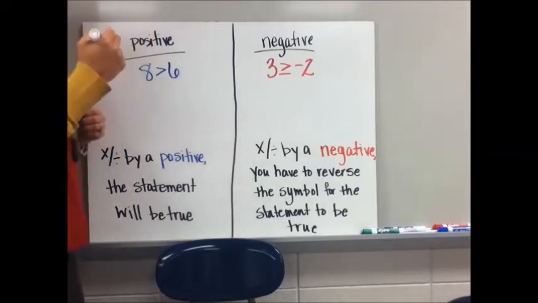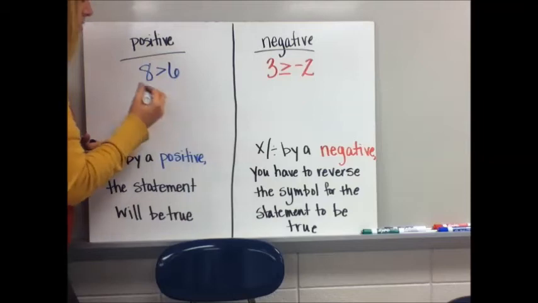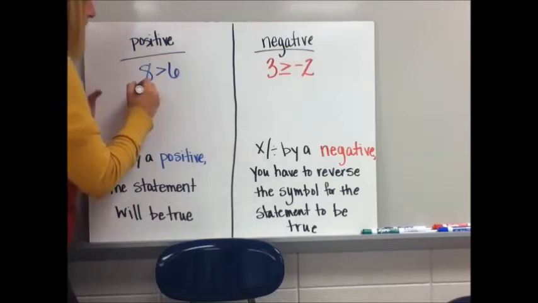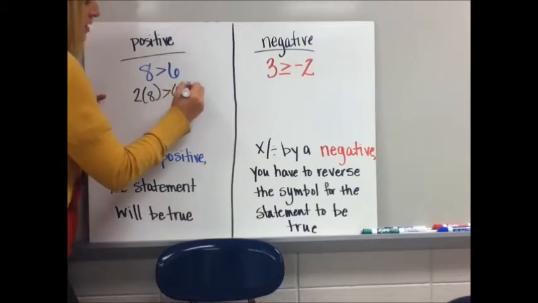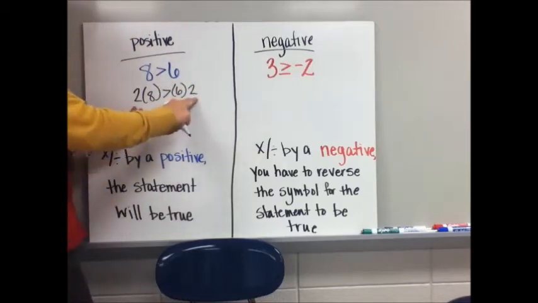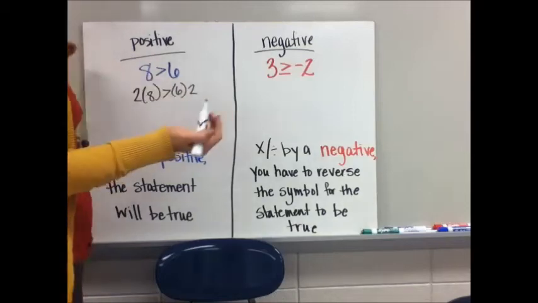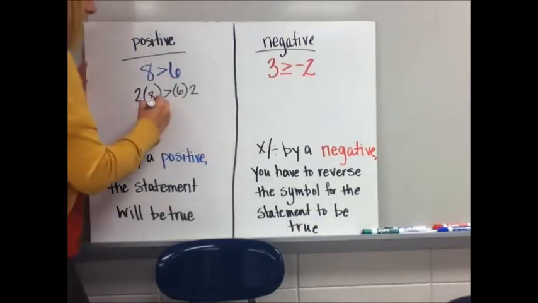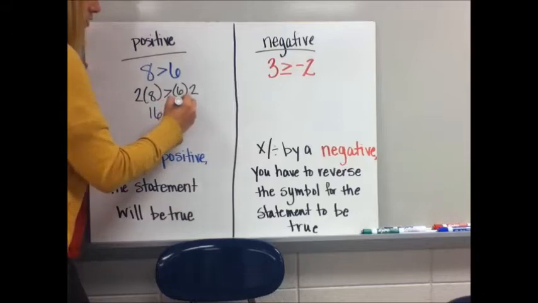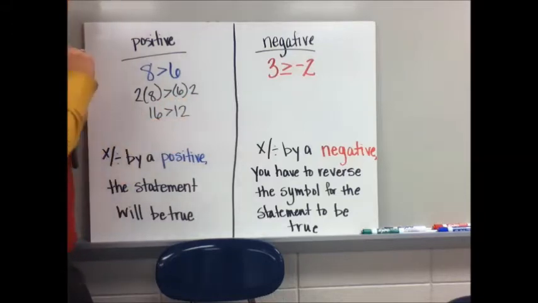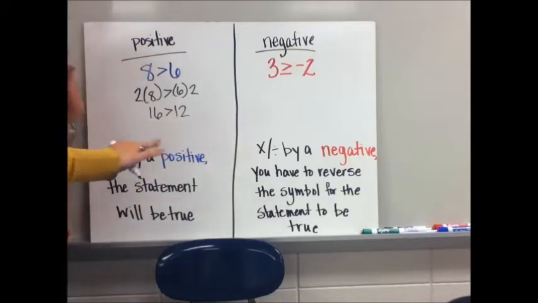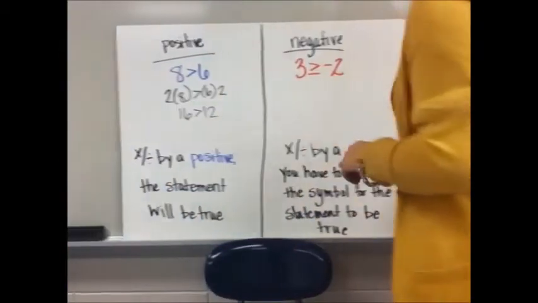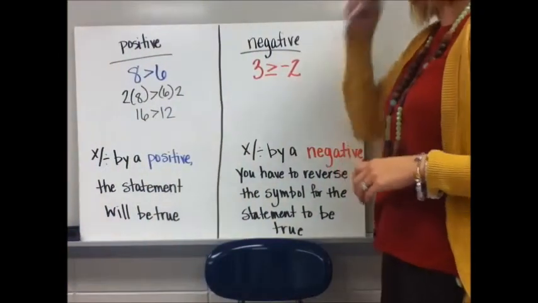Well, what if I multiplied both sides by a positive? What if I multiplied both sides by 2? And I said 2 times 8 is greater than 6 times 2. Multiplying by 2 on both sides, like what you're going to be doing in solving inequalities. That becomes 16 is greater than 12. It's still a true statement. So, if you're multiplying or dividing by a positive, the statement will be true. Nothing different.